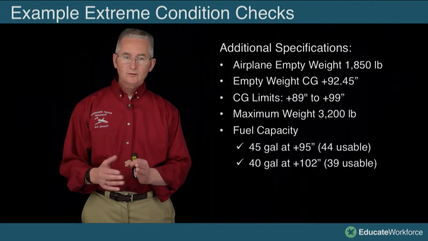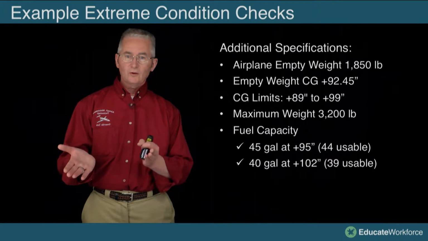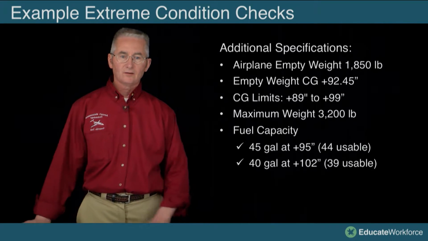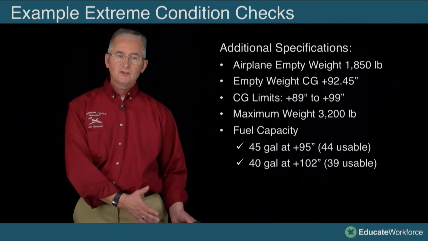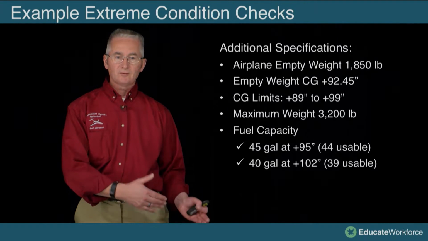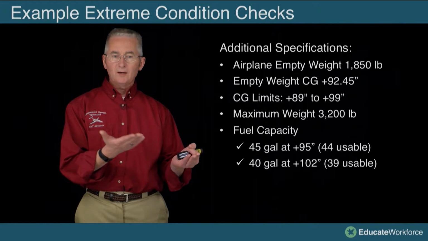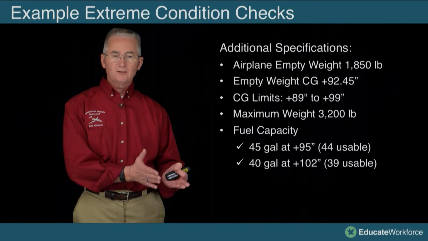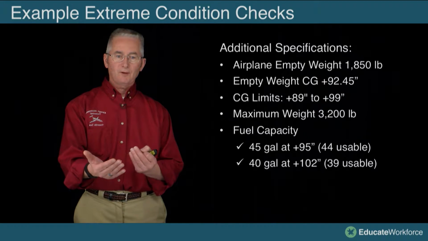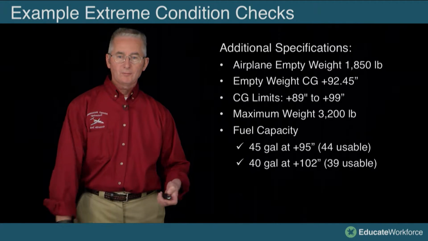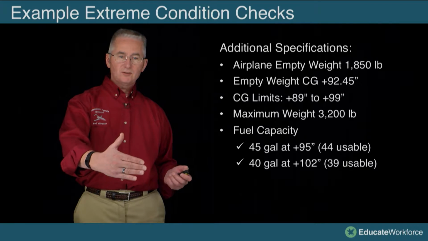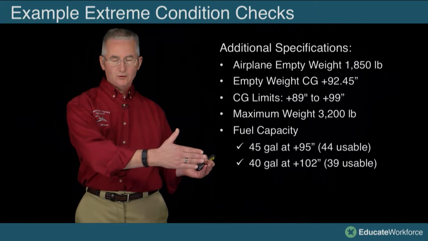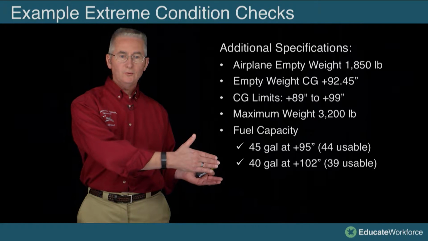Okay, so additional specifications. Let's look at our extreme check condition. Our aircraft empty weight is 1,850 pounds. The empty weight CG is 92.45. The CG limit is right in between the 89 and the 99 inch marks. Our maximum weight is 3,200 pounds. We have our fuel capacity, and we know where they're going to be loaded. 45 inches is going to be at the 95 inch mark. 40 gallons is going to be at the 102 inch mark.